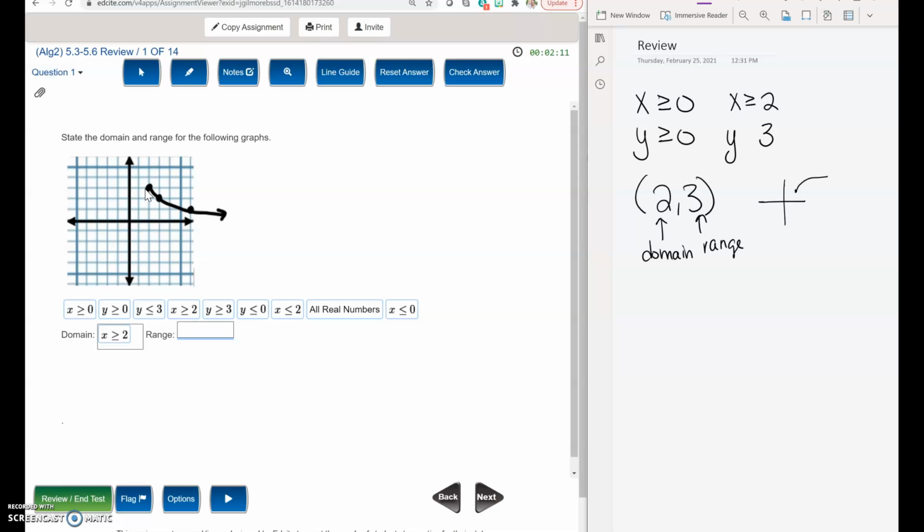So that point is at 2, 3. The next point is at 3, 2. So that has a y value of 2. The next point has a y value of 1. Those y values are decreasing. The largest y value is 3. So we have y is less than or equal to 3 because all of the y values are 3 or smaller. So if the graph looks like this, the range is going to be y is greater than or equal to. If the graph is flipped around and it's going down and to the right, then your range is going to be y is less than or equal to. So y is less than or equal to 3.